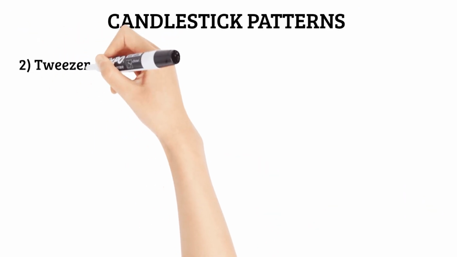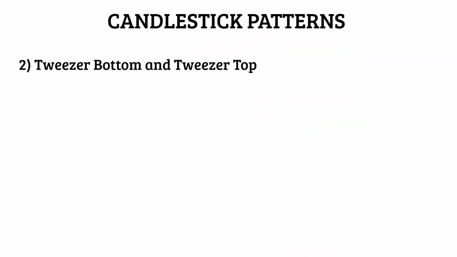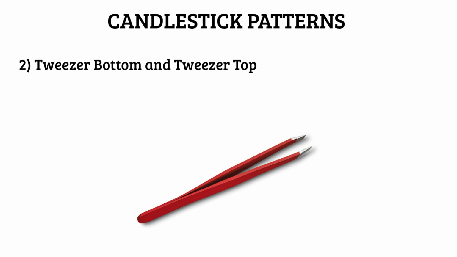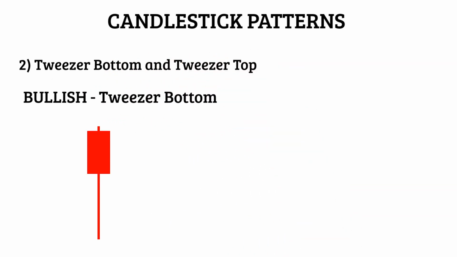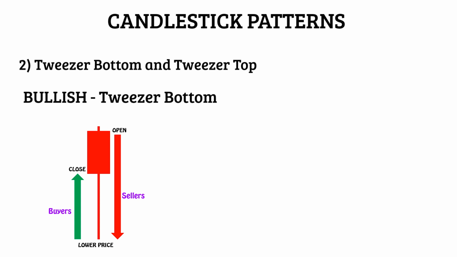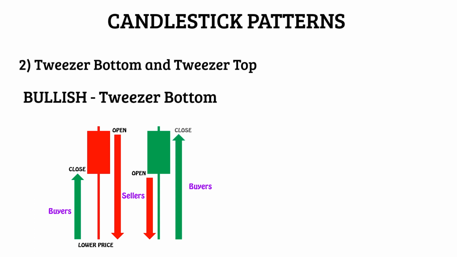The next candlestick pattern is the tweezer bottom or tweezer top. As the name suggests, they look like a pair of tweezers. A tweezer bottom or tweezer top is a combination of two candles. On the first candle of a tweezer bottom, the sellers pushed the price lower and after that there was some buying pressure. On the second candle, the sellers again tried to push the price lower, but buyers dominated and pushed the price higher than the opening price. In short, a tweezer bottom tells you that there is more buying pressure than selling pressure in the market.